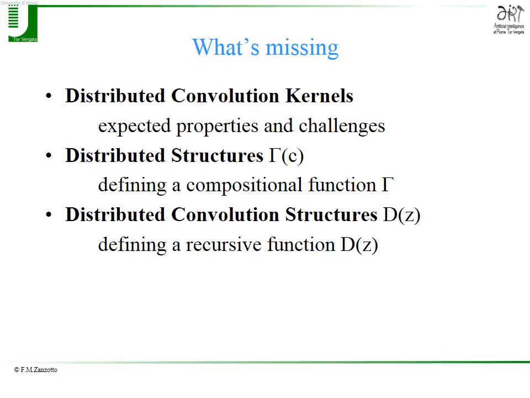A real innovation is to define functions gamma that are compositional, that is, they use vectors for some basic structures and then compose these vectors to obtain the vector for the whole structure. Third, we want to obtain the distributed convolution structures in an efficient way. Leveraging on the compositional definition of distributed structures, it is possible to show that distributed convolution kernels can be obtained with recursive functions.